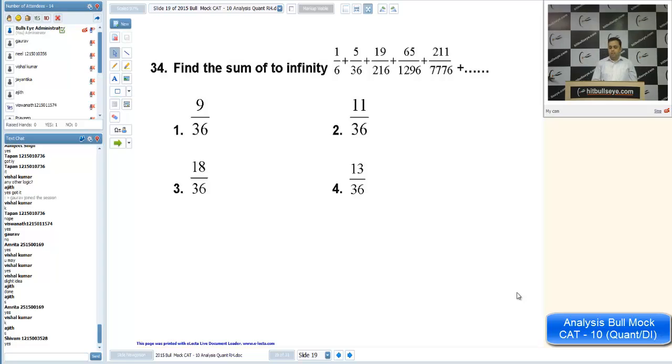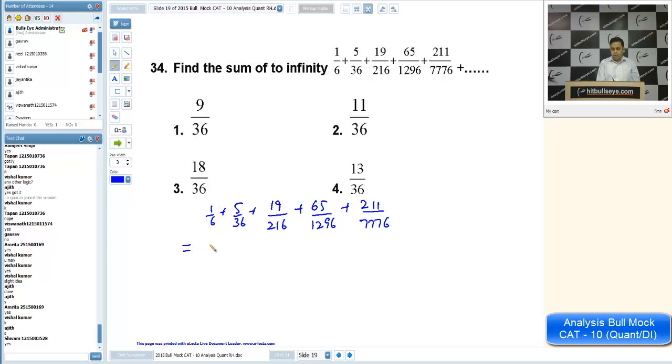Okay, here we are given that 1 by 6 plus 5 by 36 plus 19 by 216. The best way to do such questions is always that you break these fractions into two terms. For example, this 1 by 6, I will break it into 1 by 2 minus 1 by 3.